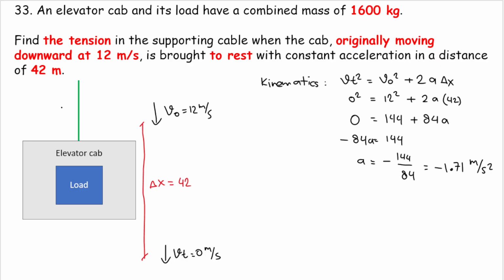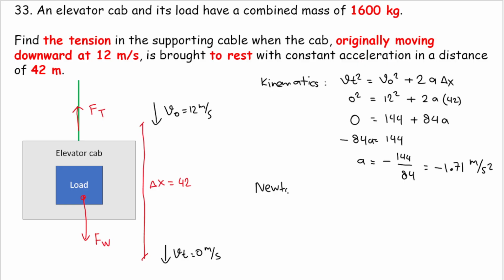So we need to draw what forces work on this elevator. For the downward direction, I will have the force by the weight, Fw. And then the tension will pull this elevator up, so this one here will be the force by the tension. Good. And now we can just apply Newton's second law.